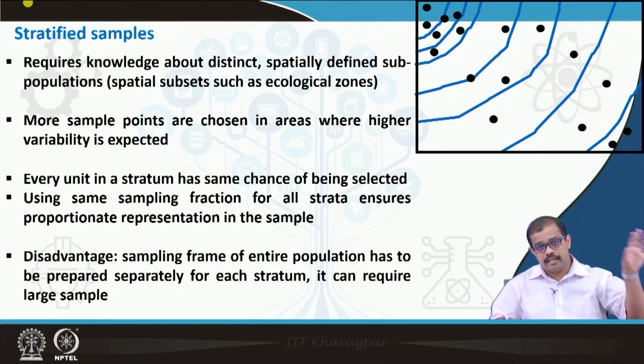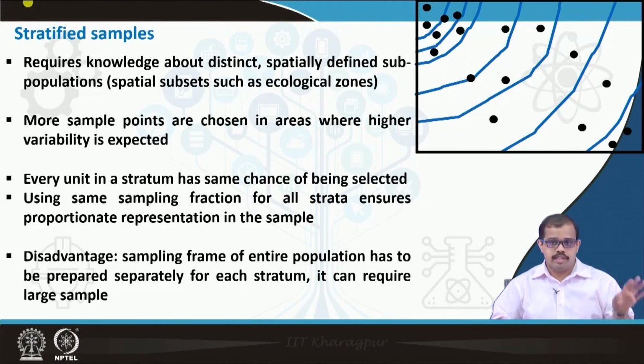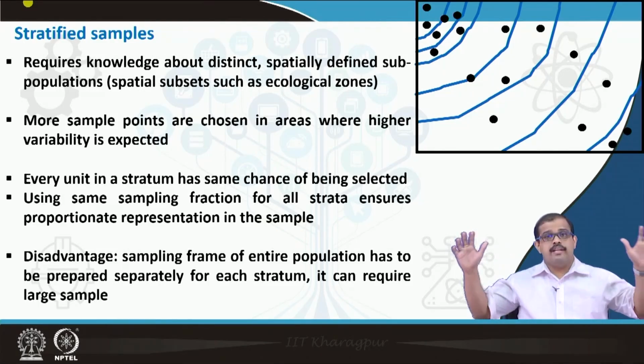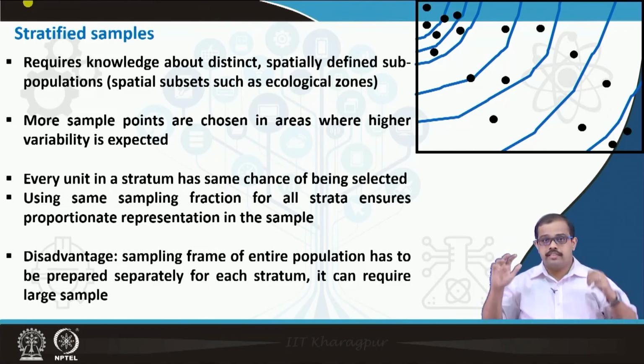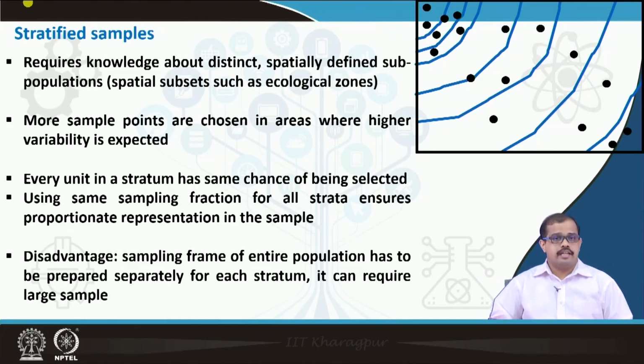Now that bias, which was there in strategic sampling, is removed. But in stratified sampling, the main disadvantage is that the sampling frame of the entire population has to be prepared separately for each stratum. That is a time-taking task. But if done, you can get extremely good sampling points all across your region. It can require extremely large samples. That is what stratified sampling involves; it needs very big sampling data sets.